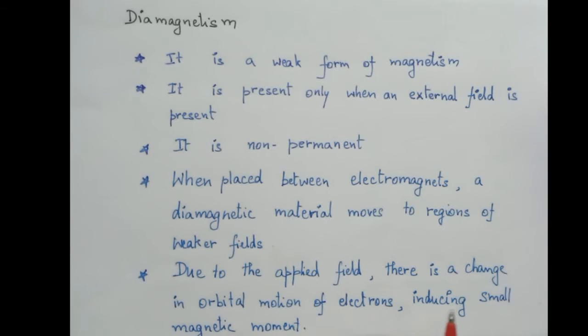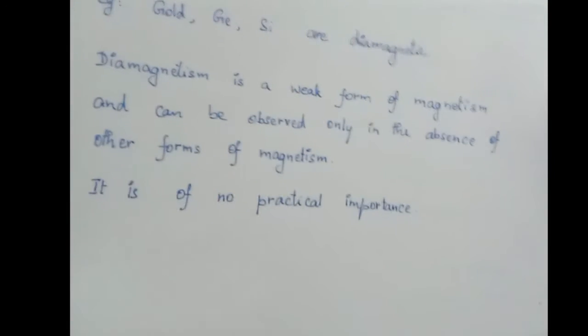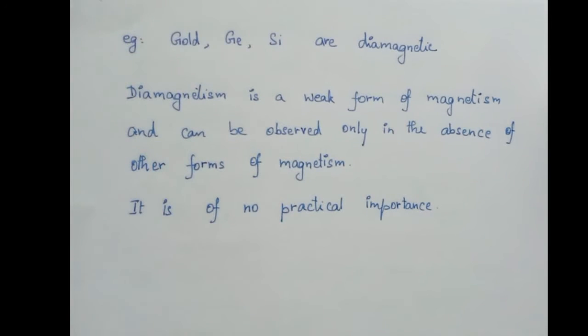As I told earlier, due to changes in orbital motion, a weak induction is present in the direction opposing the applied field. Some of the examples of diamagnetic material are gold, germanium and silicon. Since it is very weak, diamagnetism is observed only when all other forms of magnetism are absent in a material. Hence, it is of no practical importance.